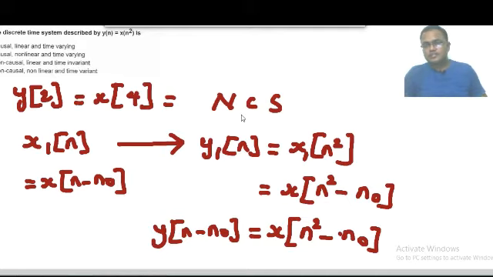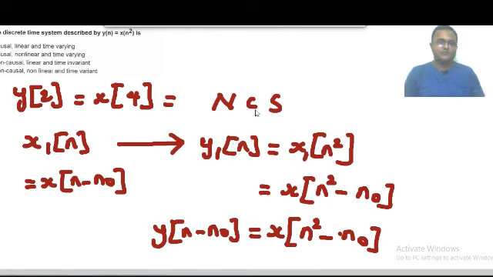Causal system means if any output depends upon the present input or past input, then we call it a causal system. Otherwise, if the output depends upon any future input, then we call that system a non-causal system. Here the present output depends upon the future input, so it is a non-causal system. So we have concluded the system is a linear system and a non-causal system.